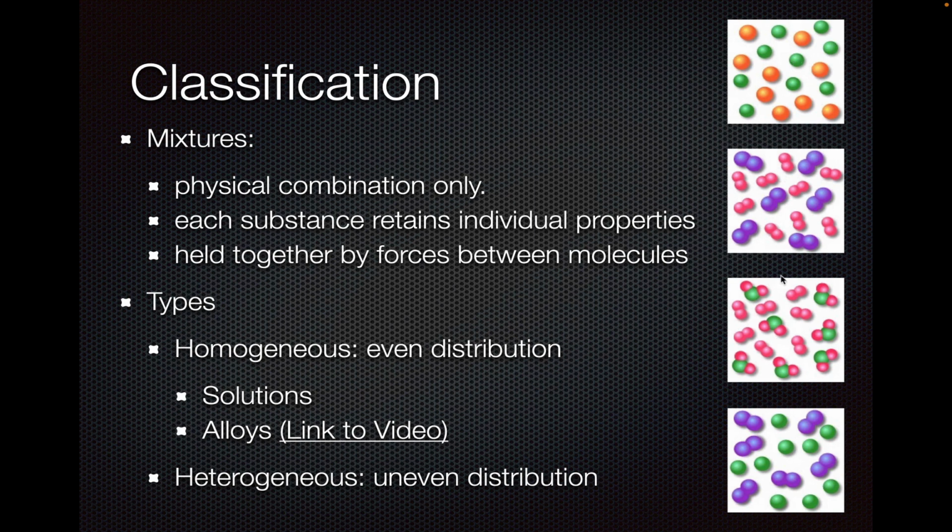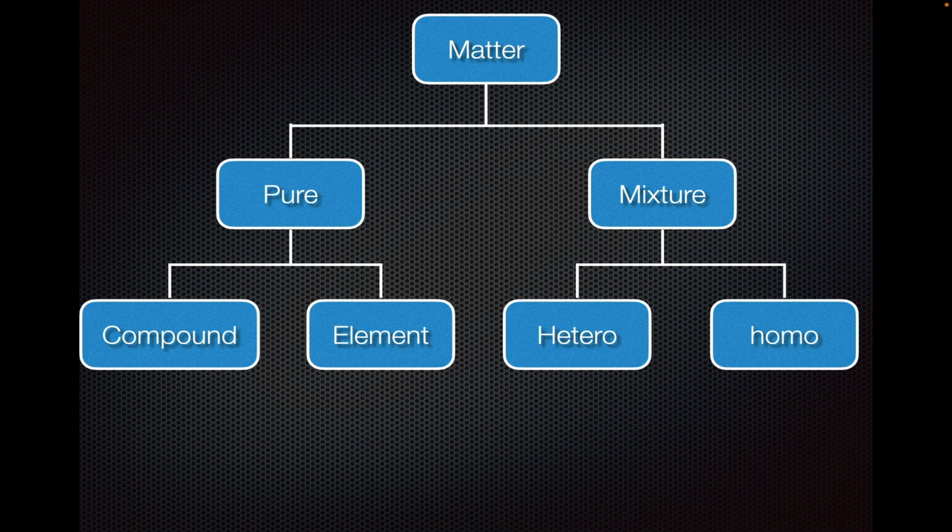So here, these are all examples of different mixtures. We can't really distinguish between homogeneous and heterogeneous here because they're too small of a sample size. Here's a breakdown of our classifications. All matter can either be a pure substance or a mixture. Then if you're pure, you're a compound or element, or you're heterogeneous or homogeneous.